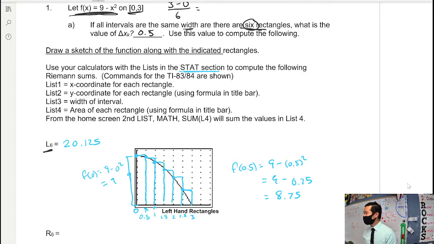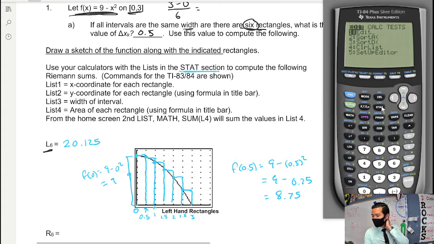Does it make sense? Not to AJ. AJ got 43.25. It's okay. That could be a calculation error somewhere in the list. So here, AJ, let's double check your list values. Open up your list. How do we do that? Stat, edit.